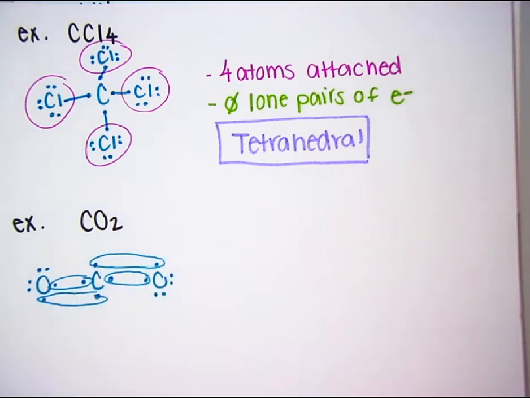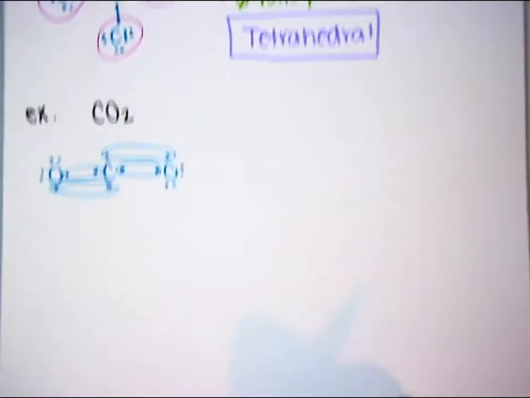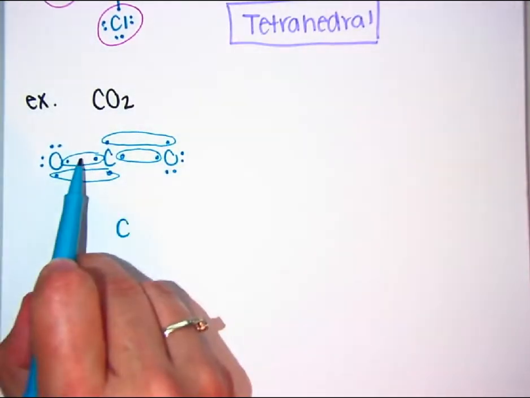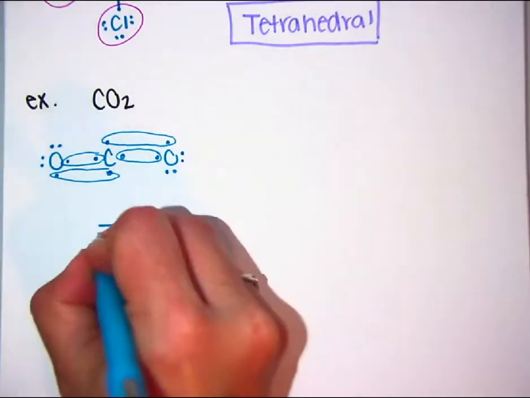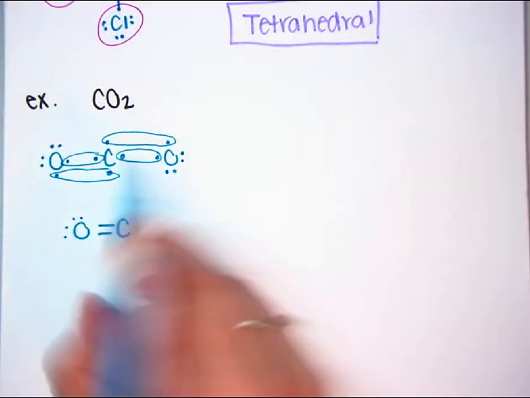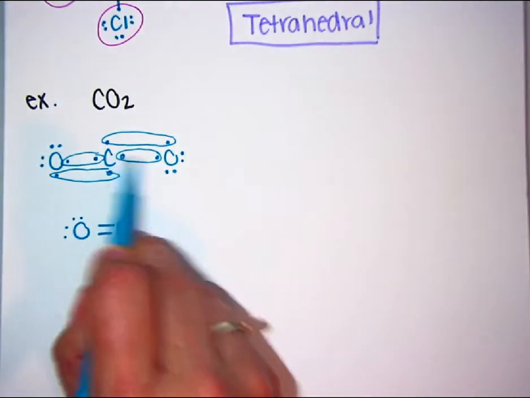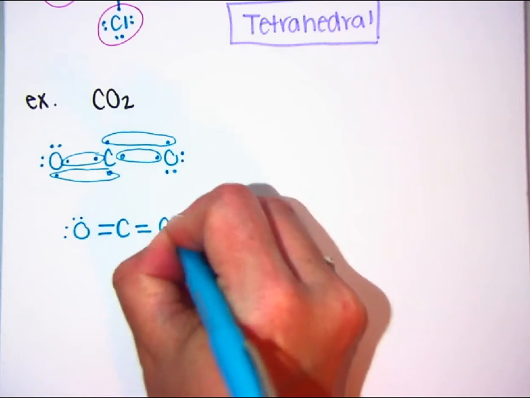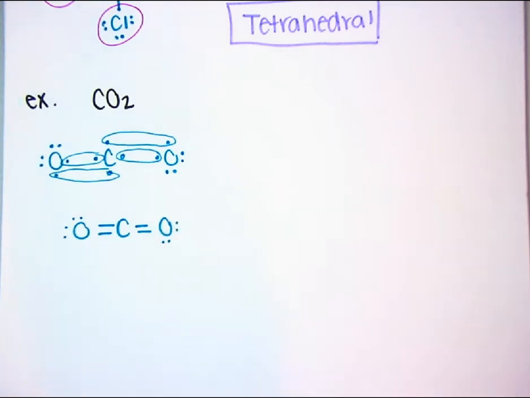So I'm going to redraw this so we can see it a little bit better. So carbon shares 2 pairs of electrons with oxygen, so I have a double bond. And then on the right-hand side, again, carbon shares 2 pairs of electrons. So again, I have a double bond. So step 1 is to draw your Lewis structure.